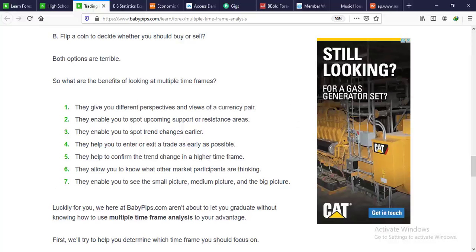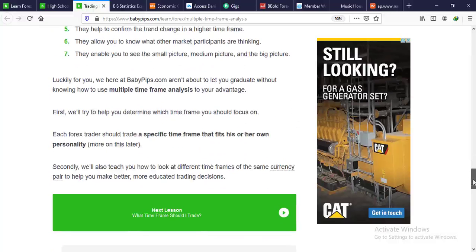Interestingly, Babypips is not going to let us graduate from this course without understanding how to use time frames, and they are not going to let us go without teaching us a specific time frame that fits each and every individual and what is best for you to work with, okay? So let's move to the next lesson that talks about what time frame should I trade.